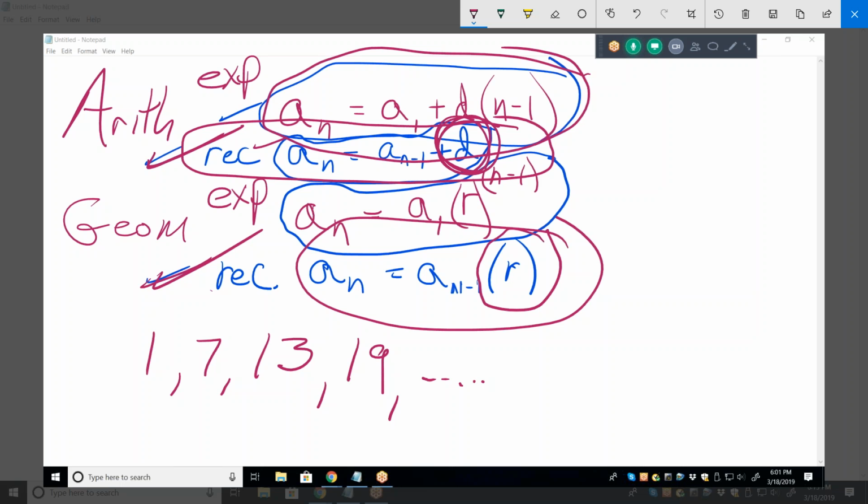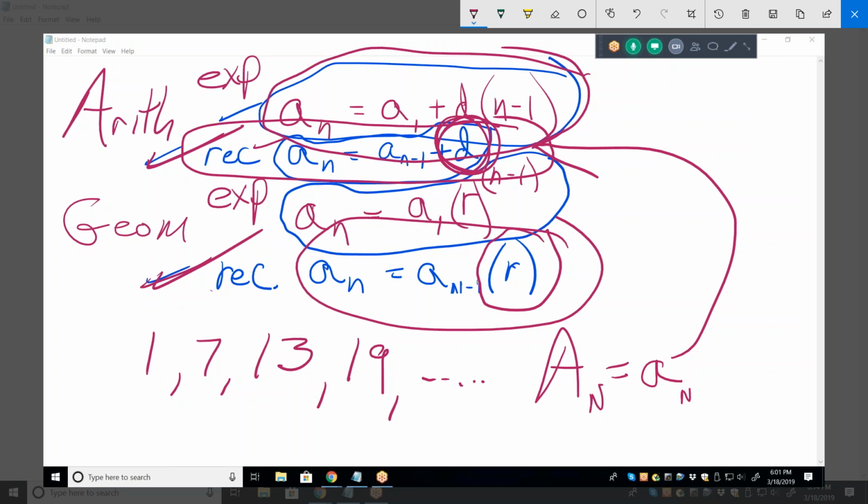So what's it going to be? a sub n is going to be equal to what? In other words, we want to go up to that one right there. So that'll equal a sub n minus 1 plus d. Plus 6. That's it. There's your answer.